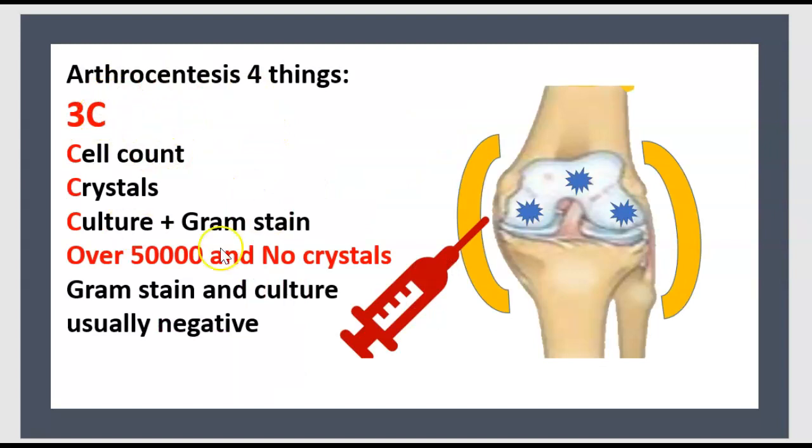Arthrocentesis: 3C and gram stain. The first C is cell count, the second is crystal, the third is culture. The diagnosis is established with 50,000 cells and no crystal. Remember, gram stain and culture are usually negative.